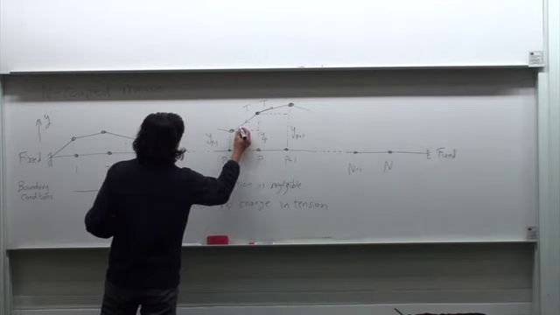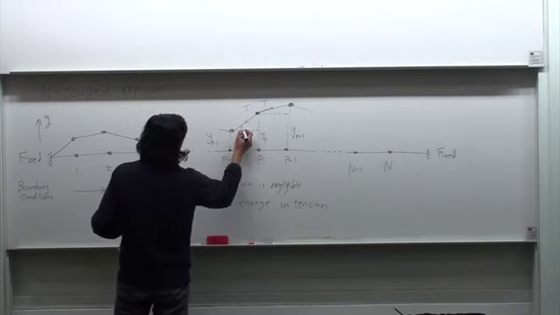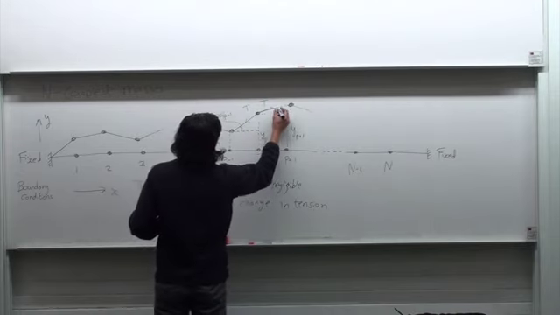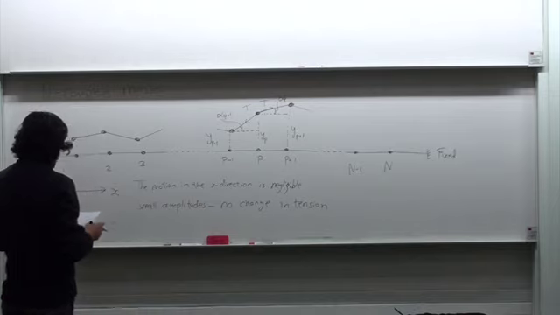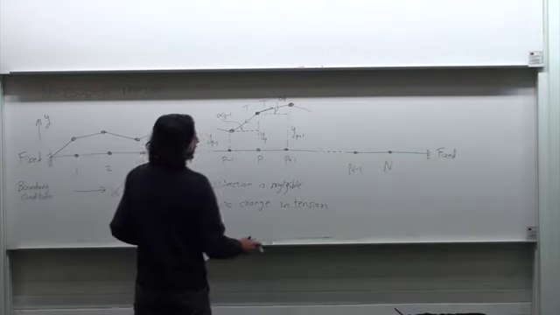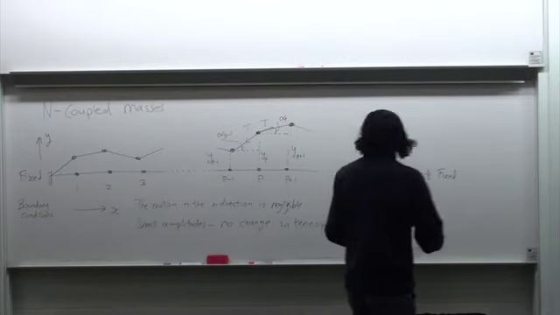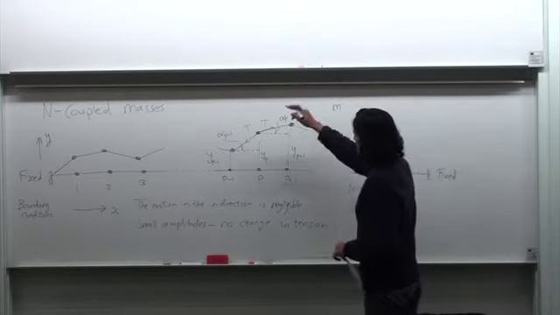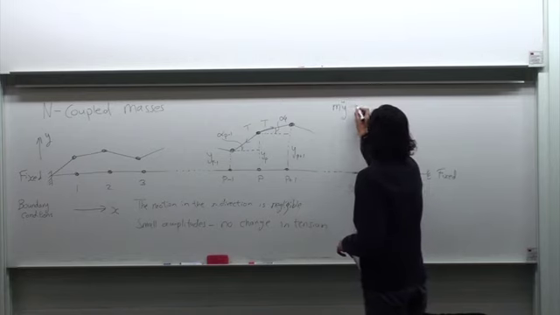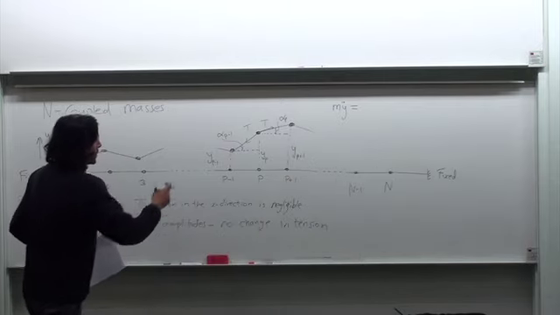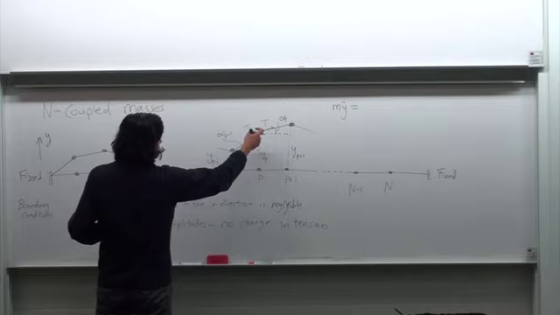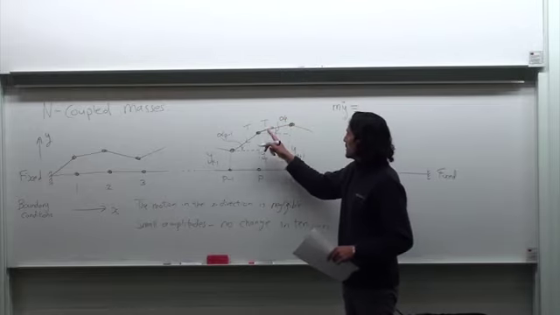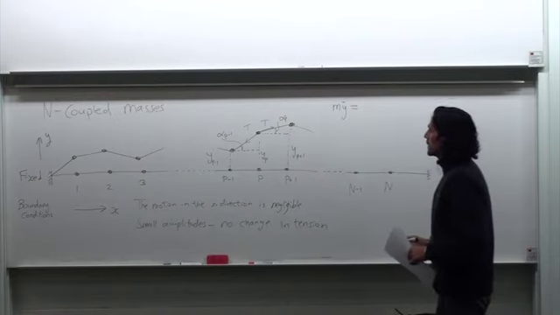Now we look at the angles. This would be alpha p minus 1, and this angle here is alpha p. Now I can write Newton's second law for the object at point p. That is m y double dot equals, what do we have? We have T sine alpha p minus 1 in that direction, and T sine alpha p in the upper direction.